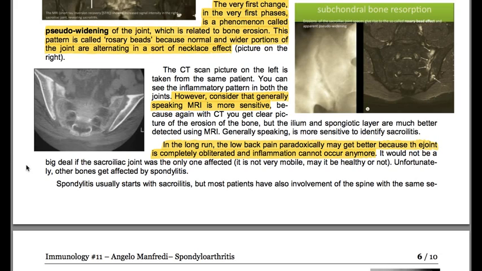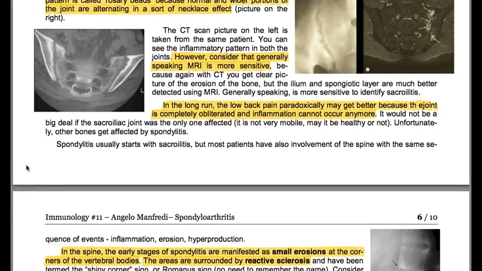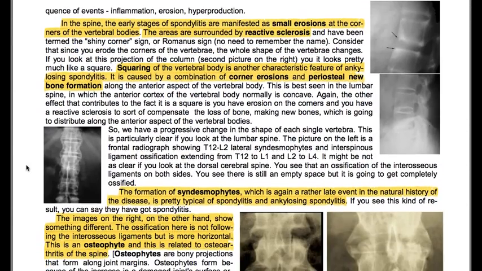Spondylitis usually starts with sacroiliitis, but most patients also have involvement of the spine with the same sequence of events: inflammation, erosion, and hyperproduction. In the spine, the early stages of spondylitis are manifested as small erosions at the corners of the vertebral bodies. The areas are surrounded by reactive sclerosis and have been termed the shiny corner sign or Romanus sign. Consider that since you erode the corners of the vertebrae, the whole shape of the vertebrae changes.